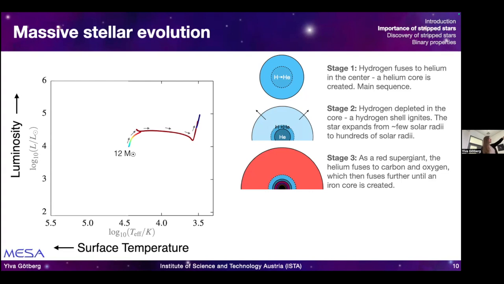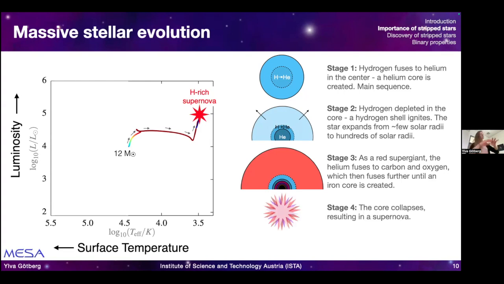And at these later stages, as a red supergiant, this star continues fusion in the center, finally reaching an iron core. And here we think that it would explode as a hydrogen-rich supernova, since it has all of this envelope left. And this part, I don't know whether it would be a neutron star or a black hole. I would guess neutron star. Probably Dimitris knows better.